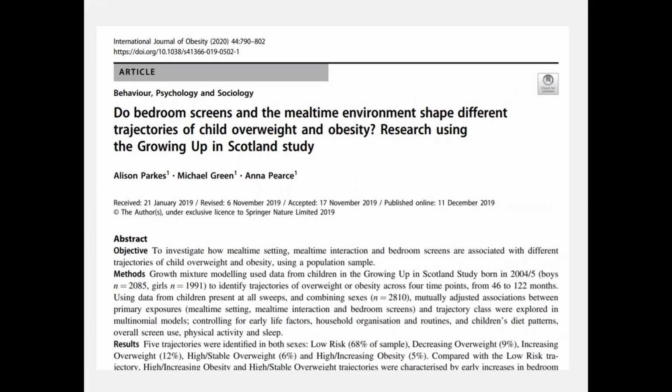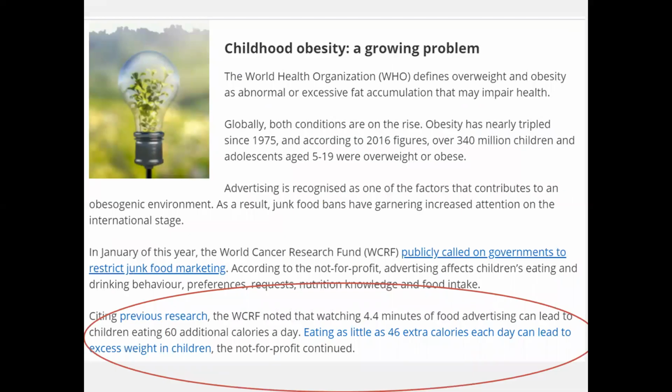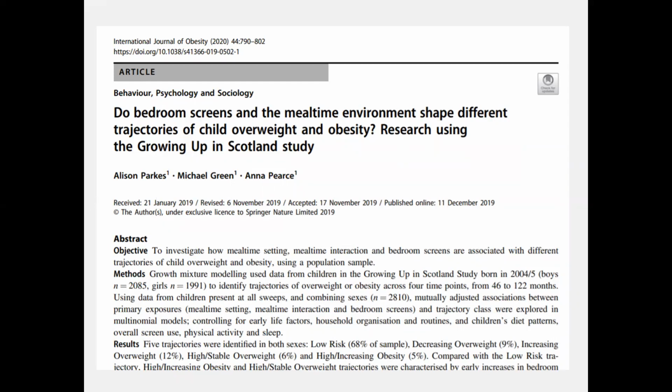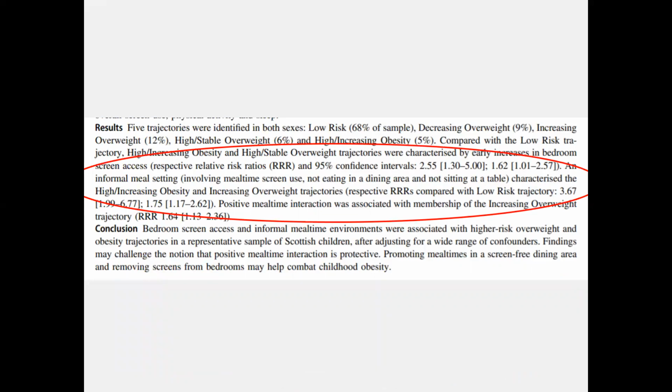All right, so this was a study that had nothing to do with the actual 4.4 minutes of food advertising, but I did think the results were really interesting. These were the results. What they found was that early increases in bedroom screen access, so the earlier that kids get a TV in their room, as well as an informal meal setting, which could be watching TV while eating, not eating in a dining room or not sitting at the table, were the two things that primarily impacted children being in an obese category versus a non-obese category. Okay, so those are the two things that they found after adjusting for a wide range of other variables.